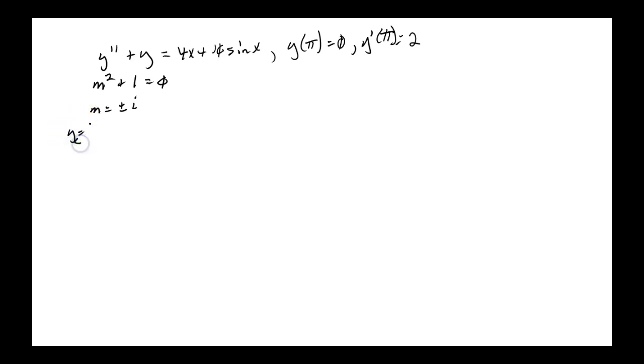y sub c, complementary here. C1 cosine, no i's on this. Yes, that's it. Cosine, not i. You do away with the i's. The formula tells you so. C1 cosine x plus C2 sine x. Okay.